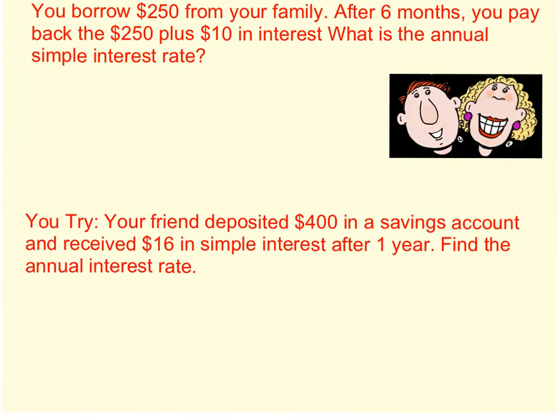All right, let's look at this next problem. You borrowed $250 from your family. After 6 months, you pay back the $250 plus $10 in interest. What is the annual simple interest rate? So on this one, we actually already know the interest. It's the rate that we don't know. Well, let's just start with our formula again. And I know that you know how to solve equations because we've done this before. So let's go ahead and plug in what we know. How much interest are we paying?